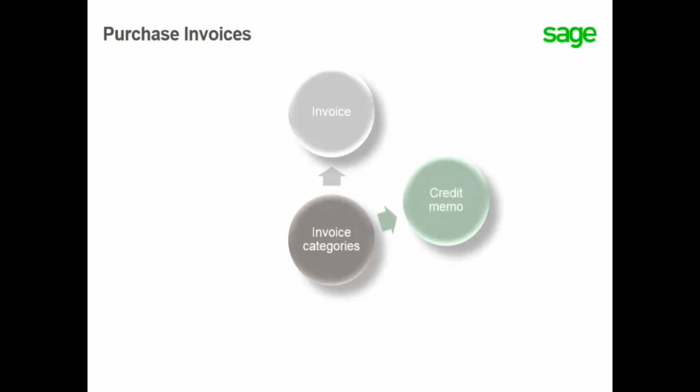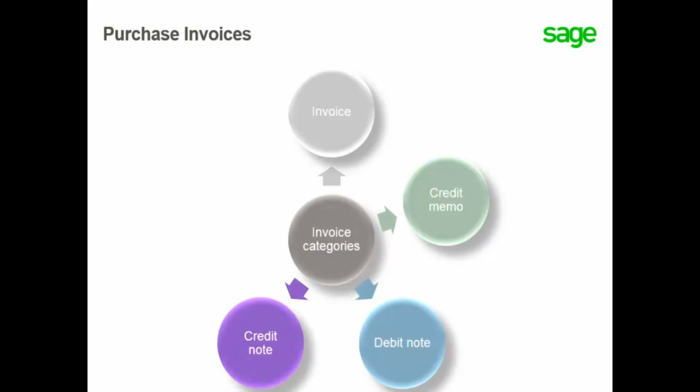There's the credit memo category for credit memo returns, which is related to product returns, and the credit memo type, which may or may not be product related. There's a debit note category related to debits that may or may not be related to products. There's a credit note category, which are credit invoices to cancel an invoice totally or partially in case of errors to the price or in the quantity.